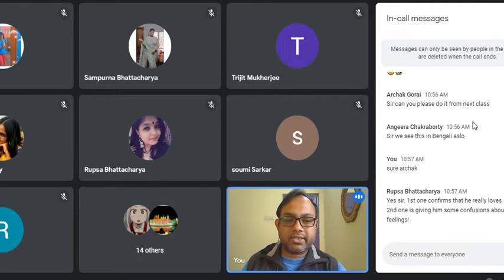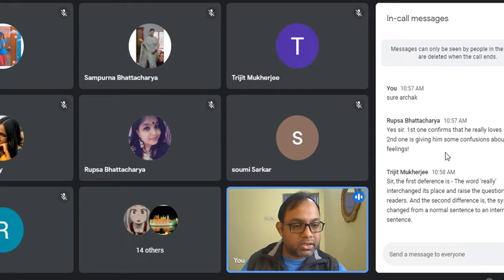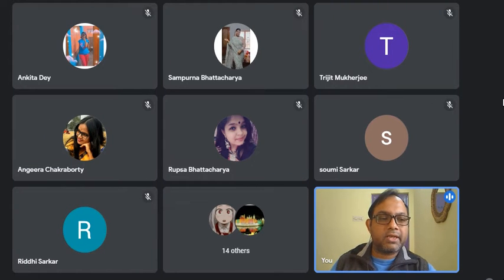Is there any other context that comes out? And yes, we see this in Bengali also. That is the scope of syntax. That is the scope of ambiguity that I was talking about. And Trijit says the first difference is the word really interchanged its place and raised the question for the readers. And the second difference is the syntax changed from a normal sentence to an interrogative sentence. Very well, very good, Trijit. Thanks for that. So, grammatically, meaning wise, so many changes happened only because I changed a few things. Now that is the scope of syntax.